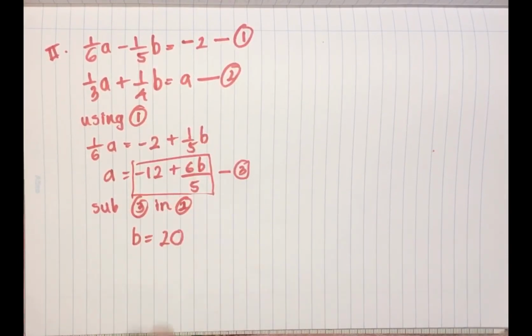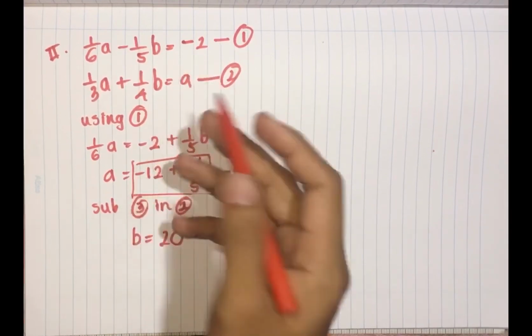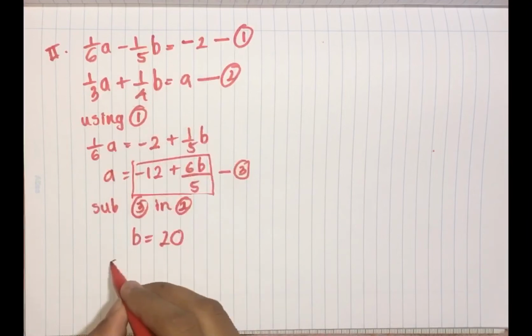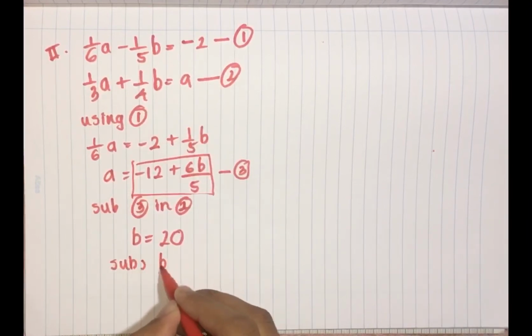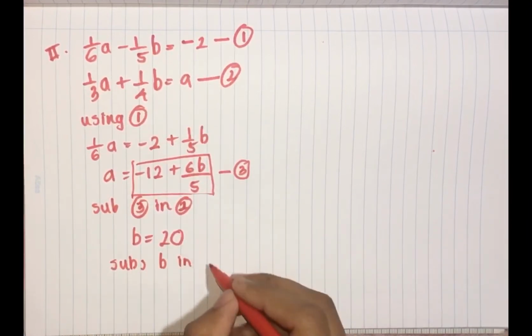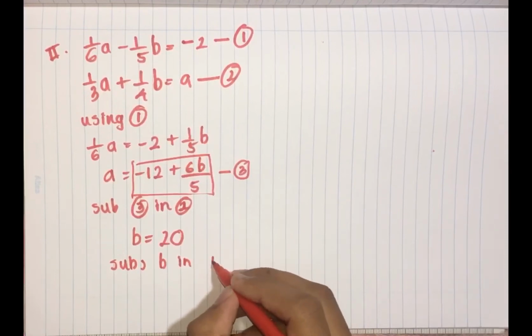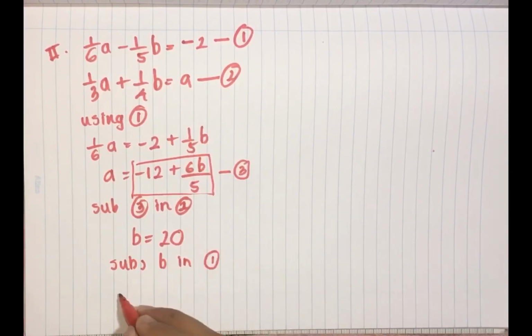Okay, and then how do you find a? You can take any equation you like, 1, 2, whatever, and then substitute the value of b in any equation you like. Say 1, whatever. Finally you have to get a is equal to 12. Okay, this is one of the methods.